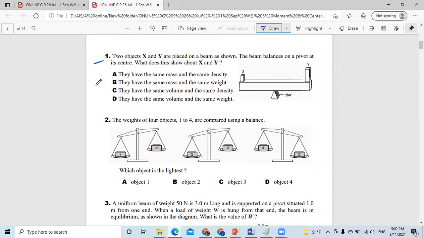What was the answer? Okay, we have object X and object Y. Object Y is smaller, but they have the same distance from the pivot. So which one is the answer? The answer is B. Yes, thank you. They have same mass and same weight, but different density because they have different volumes.